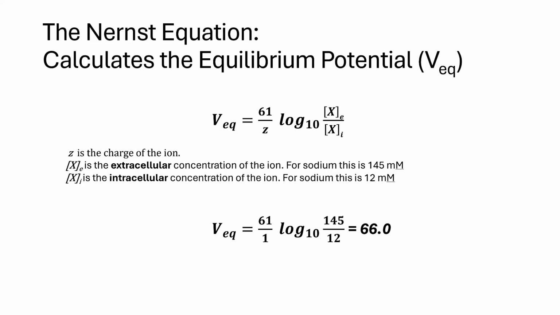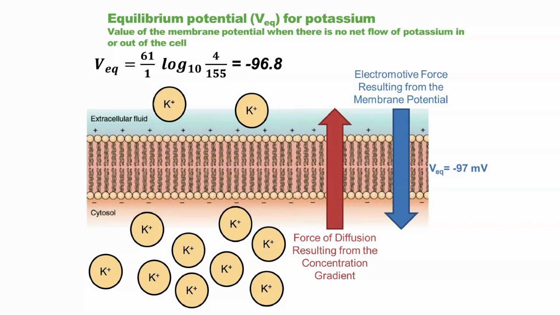While the concentration of sodium in the extracellular fluid is 145 millimoles per liter, the intracellular fluid contains 12 millimoles per liter. Using these numbers in the Nernst equation, we can calculate that the equilibrium potential for sodium is about 66 millivolts. For potassium, the value of the equilibrium potential is about -97 millivolts. This value is negative because the potassium ions have a positive charge, and there is a higher concentration of potassium inside the cell.